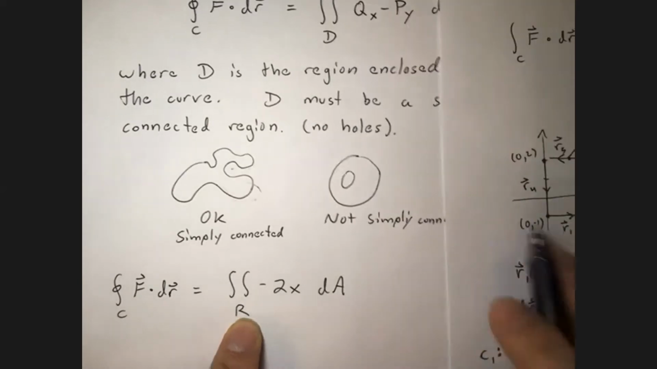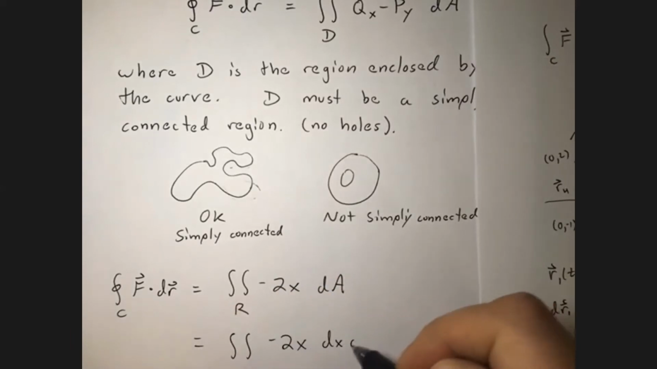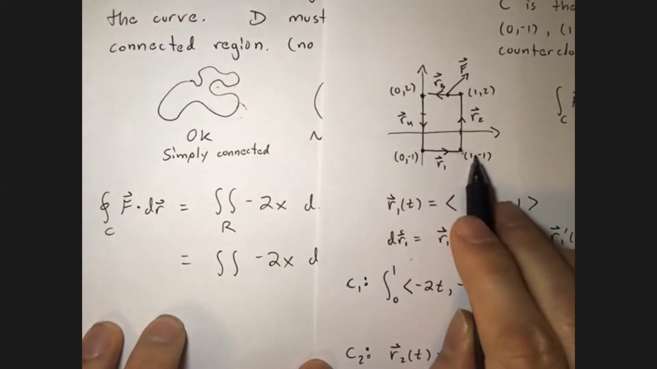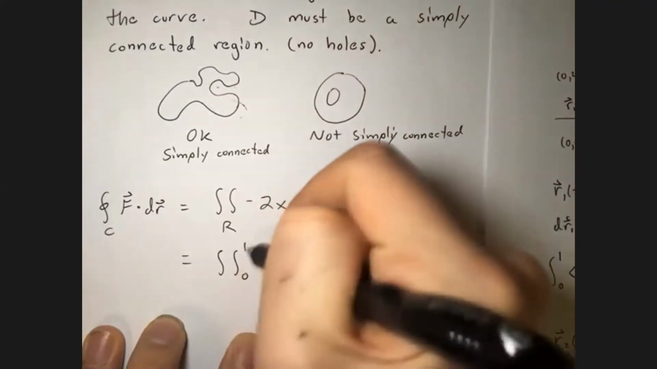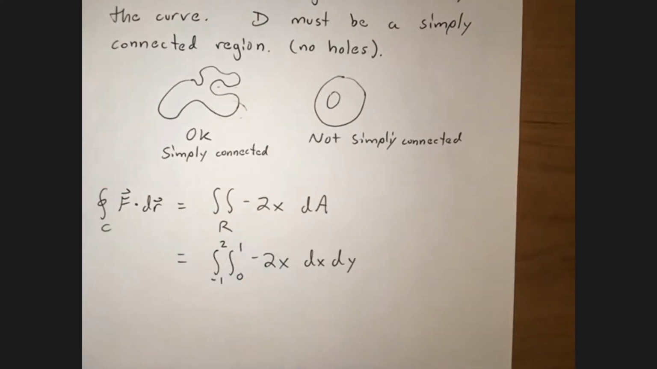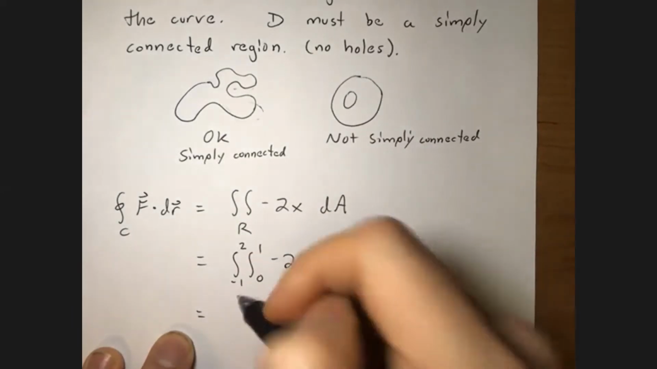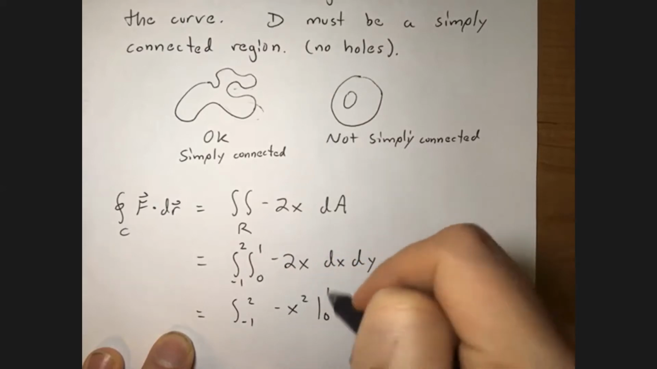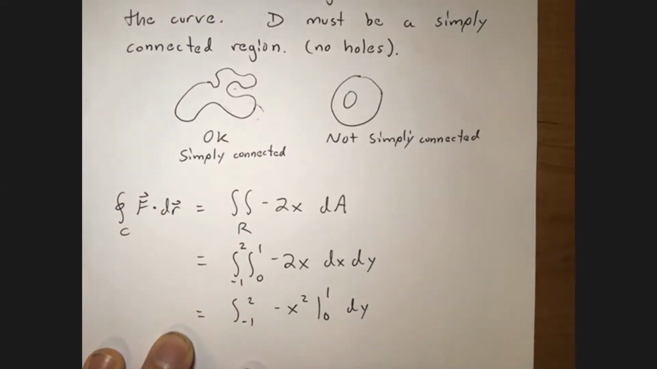If I do this integral dx dy, well, x went from 0 to 1, and y went from -1 to 2. That should give us the answer, right? So let's see what we get here. Anti-differentiate the inside: -x squared from 0 to 1. That guy is just -1.